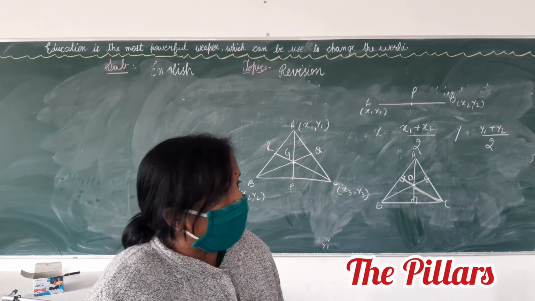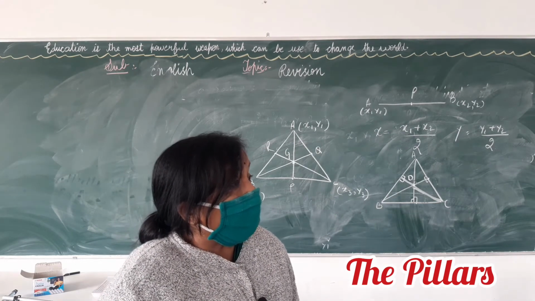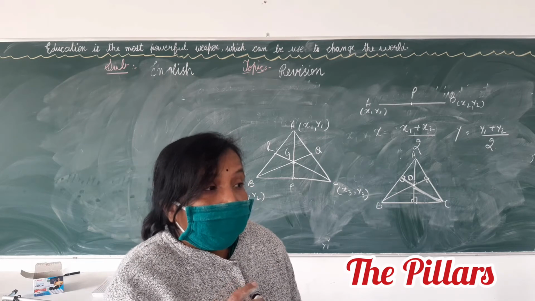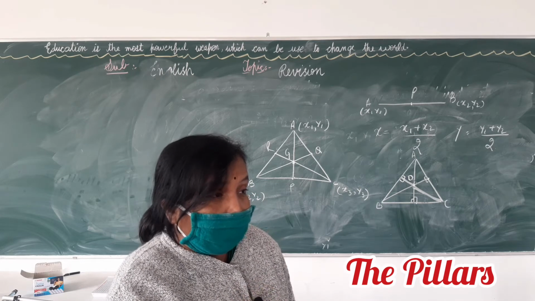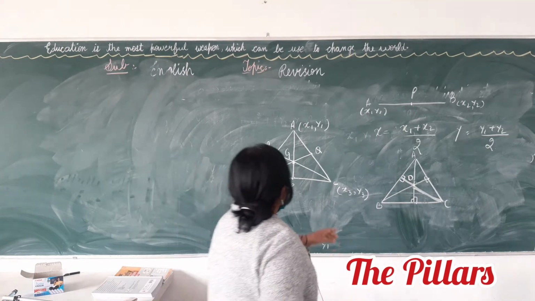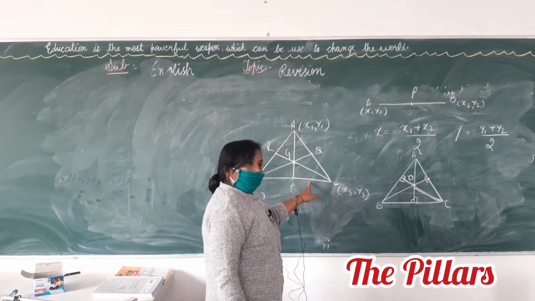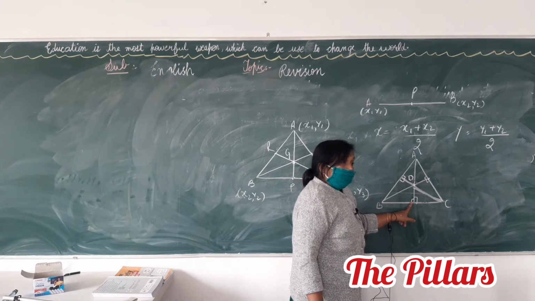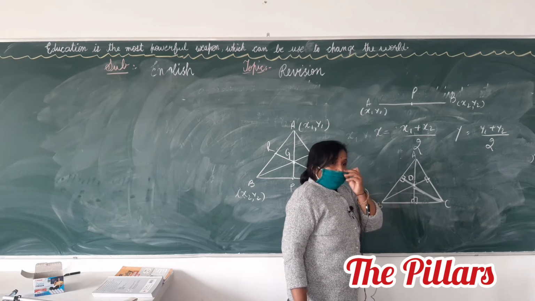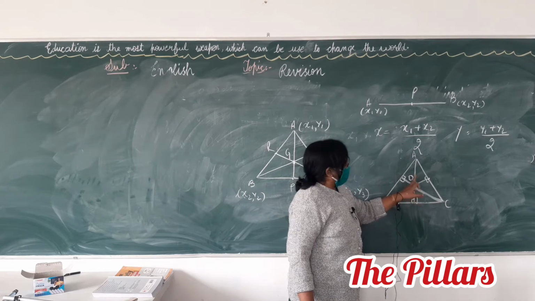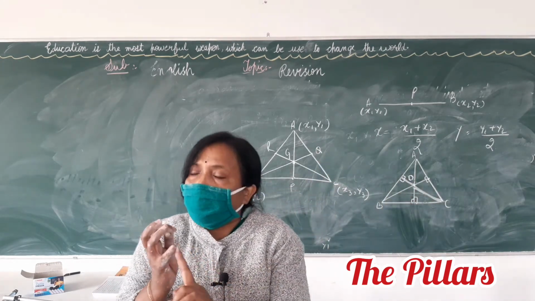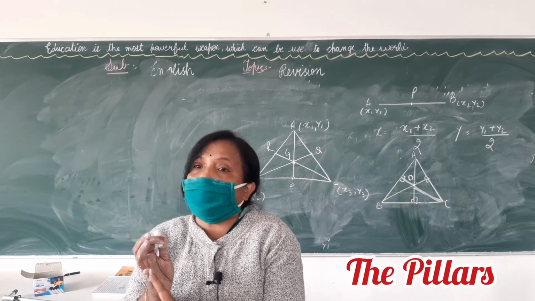Clear to everyone? Altitude and median are two different things. What is the meaning of median? You are joining the midpoint. That means this point will divide the side into two equal parts. But for an altitude it is not necessary that it will divide equally, only in the case of an equilateral triangle. Clear? Okay? So you know what is a centroid?